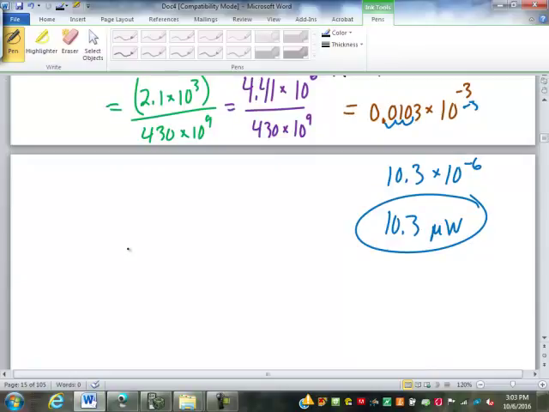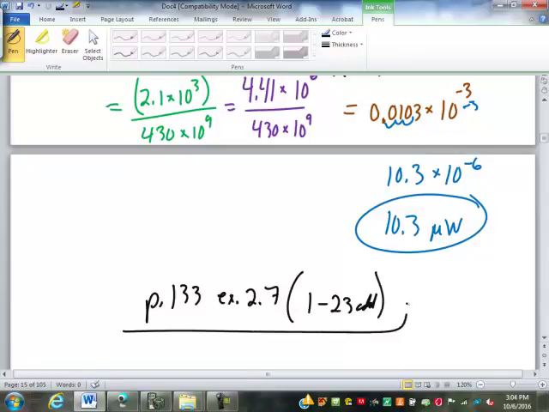So still continue with page 130. We're going to add to that page 133. Exercise 2.7, 1 through 23, the odds. I'll give you guys the last 16 minutes here to finish up from the first hour and get a good start on this homework.